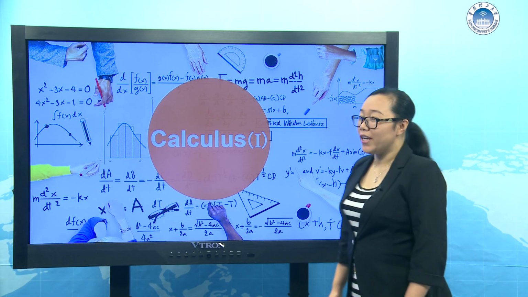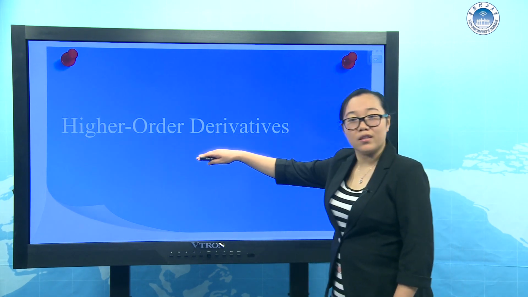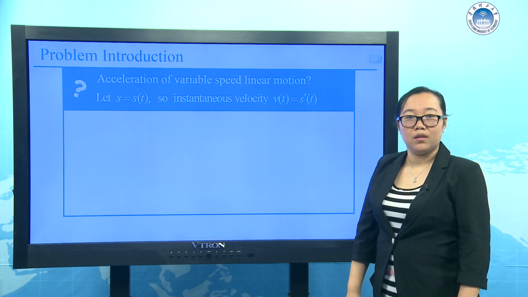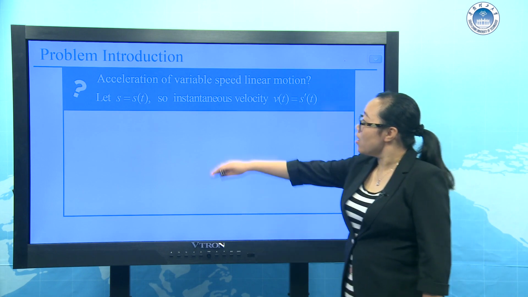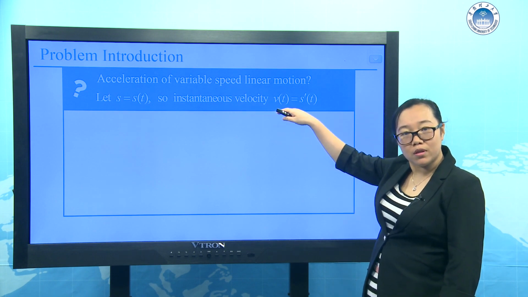Today we study Calculus 1. The topic is higher order derivatives. Now look at the question: the acceleration of variable speed linear motion.